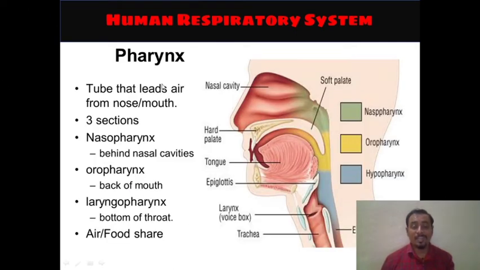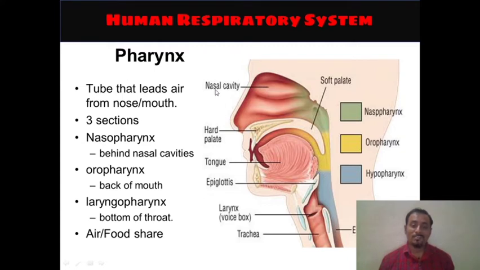The next point is the pharynx, which is the second and most important part of the respiratory system. The pharynx is of three kinds: nasopharynx, oropharynx and hypopharynx. The part of the pharynx containing the nasal cavity is known as the nasopharynx, which comes up to the soft palate. After the soft palate, the oropharynx starts. Then the hypopharynx starts just before the end of the oropharynx.